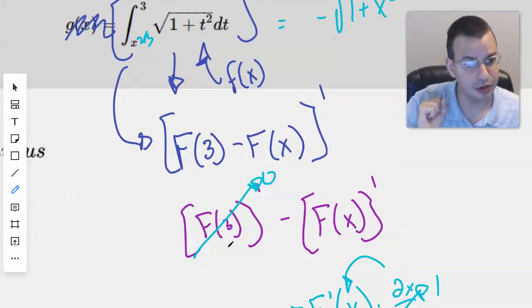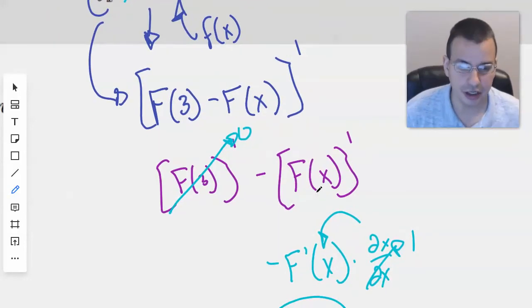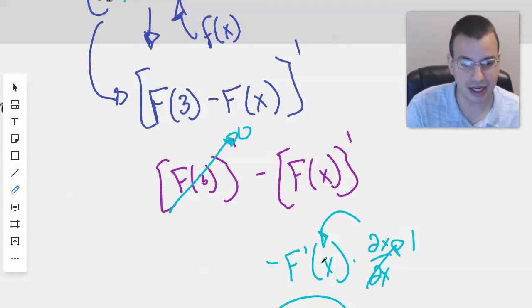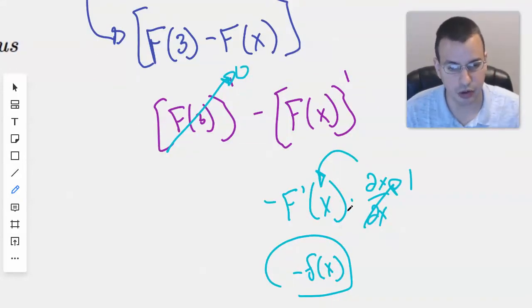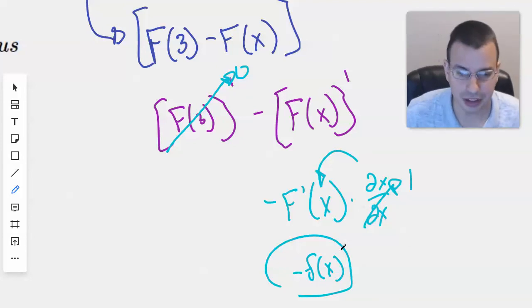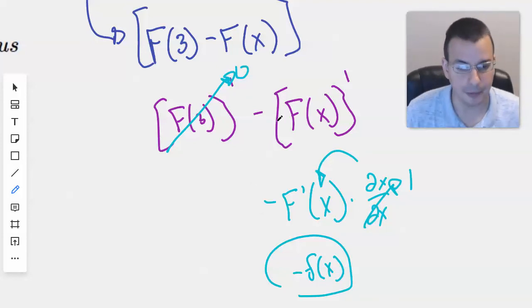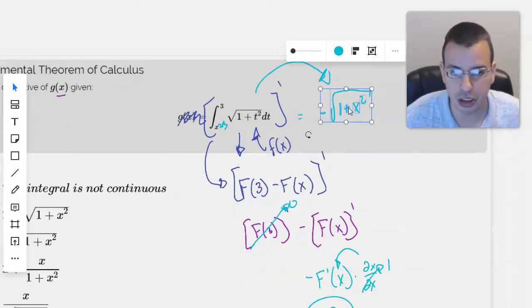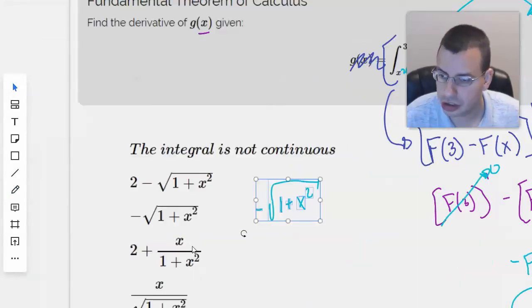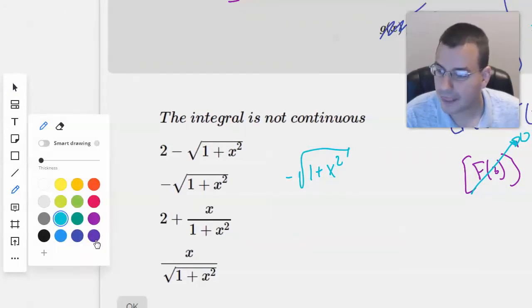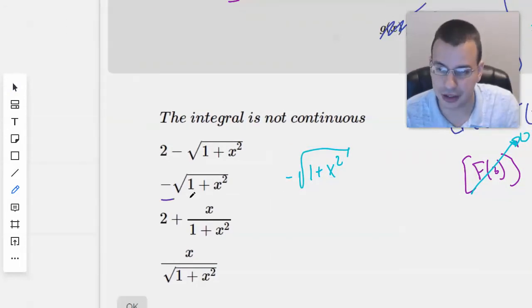Your big F of 3, when you take the derivative of that, it's just going to go back to 0 because it's a constant. Your big F of x, when you take the derivative of that, you're going to get back to f of x, like so, but then you're also going to have to multiply by the derivative of the interior, the chain rule, so to speak. And then you picked up a negative as well. And so our answer then, we come over here, should be negative the square root of 1 plus x squared. And this will be the answer to this one.